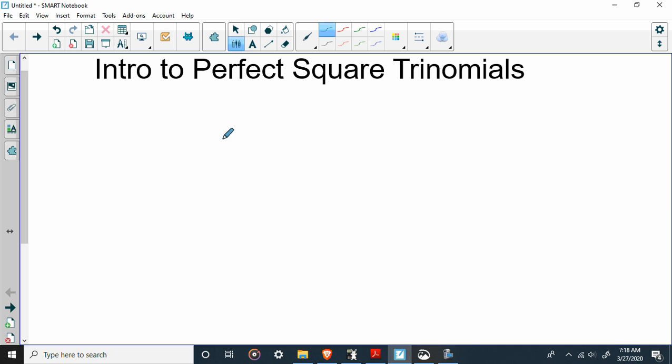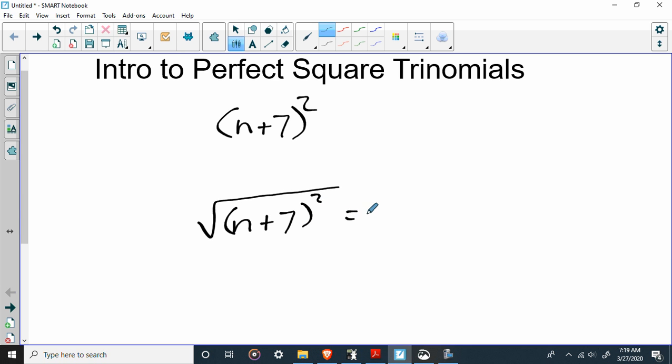Okay. So what does a perfect square trinomial mean? Well, what if I said this? I said x, well, let's use a different letter, n plus 7 squared. Well, that's a perfect square trinomial. First of all, can I take the square root of this? Well, again, since it's got a squared outside, the square root will undo this, okay? So for those of you guys in algebra, what are we concerned about?